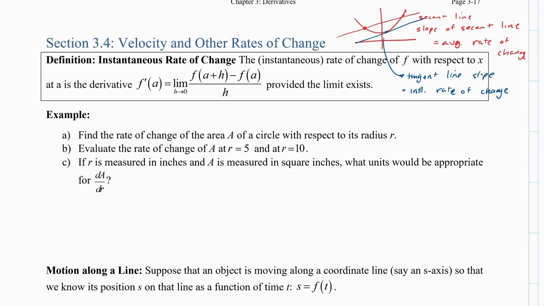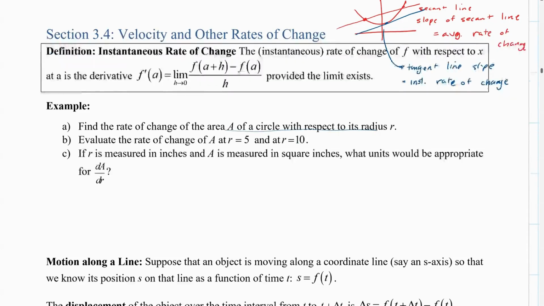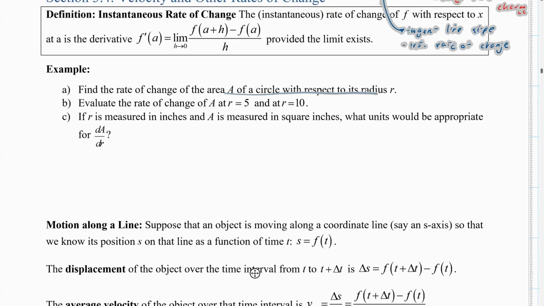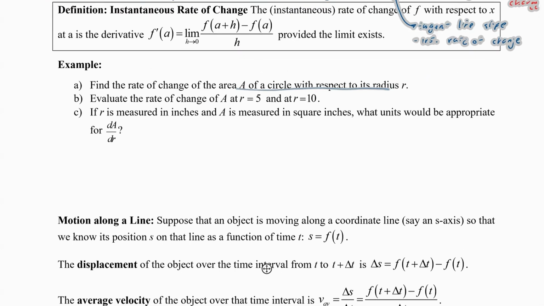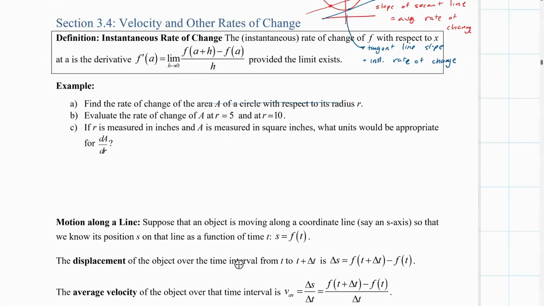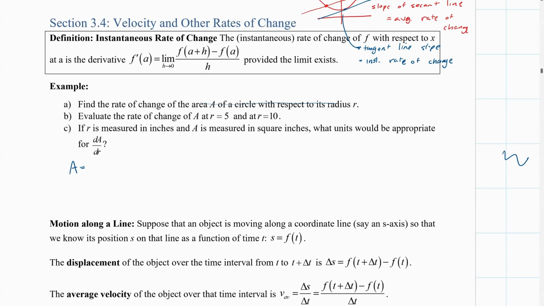But let's just talk about the fact that we might apply this idea of an instantaneous rate of change or an average rate of change to functions that are not just f, but rather they represent something. Let's say, for example, find the rate of change of the area of a circle with respect to radius r. Okay, well, what does that look like? I say that I have a function. Okay, that function is A equals pi r squared, for example.